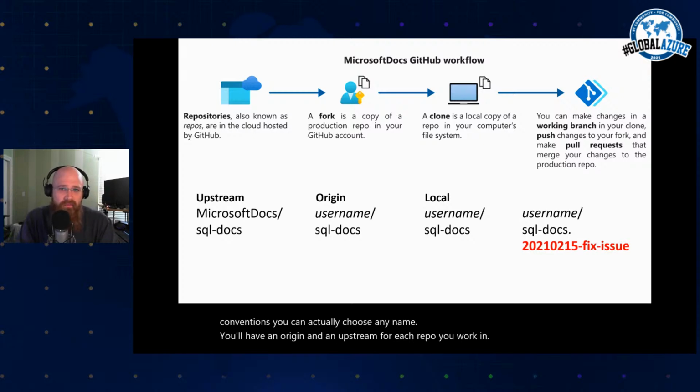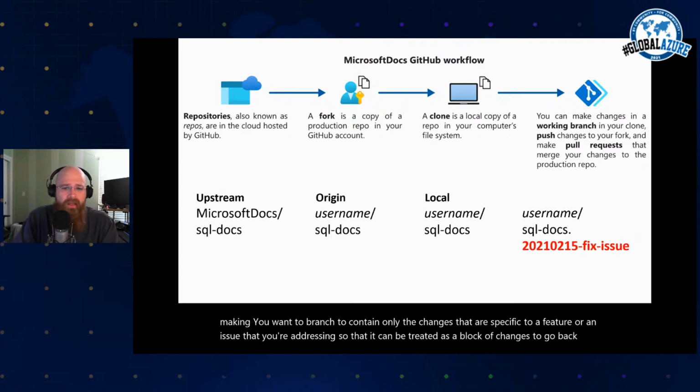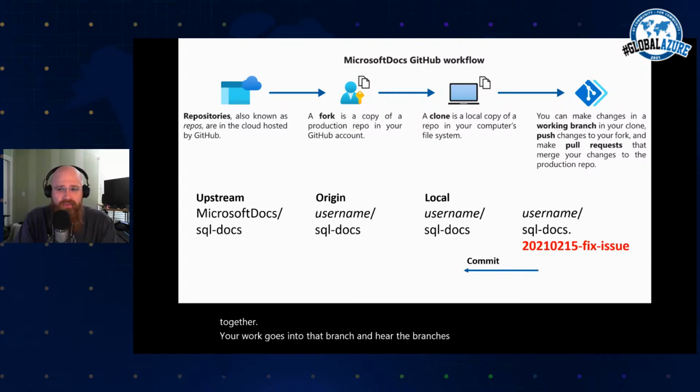When you make a change to a file or add or remove files, you'll create a working branch that is relevant to just the chunk of changes that you're making. You want a branch to contain only the changes that are specific to a feature or an issue that you're addressing, so that it can be treated as a block of changes to go back up the stream together. Your work goes into that branch, and here the branch is to fix an issue, and we have the ISO date appended to it. That's just a naming convention.